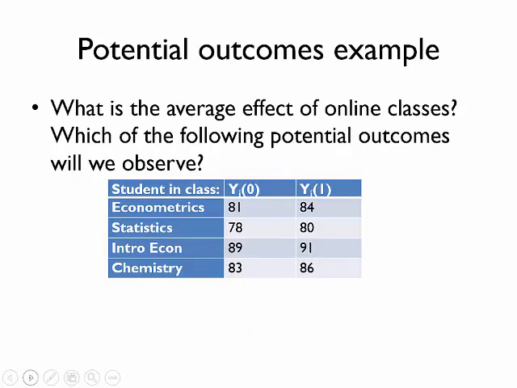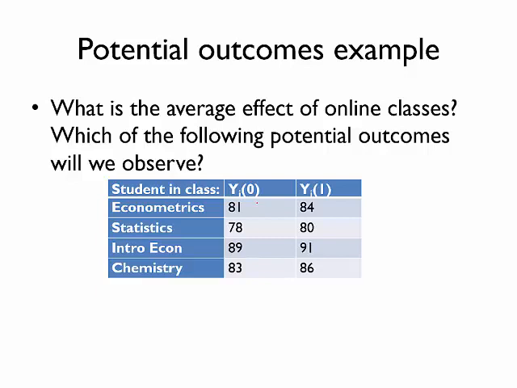So to think through how this might help us understand measuring the impact of a program, let's look at some hypothetical data. You can tell these data are hypothetical because I'm giving you both potential outcomes for a number of hypothetical students taking these four different classes. Normally we would not be able to observe both potential outcomes. So I'd like to use the information in this table to ask what is the average effect of online classes?